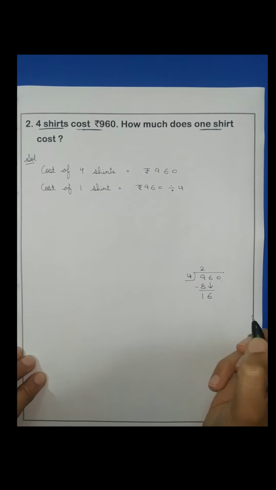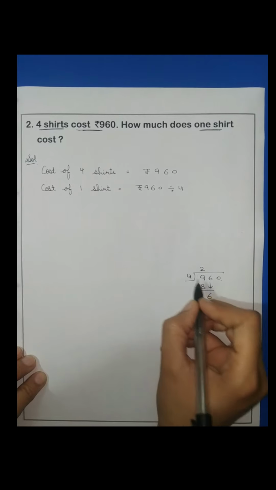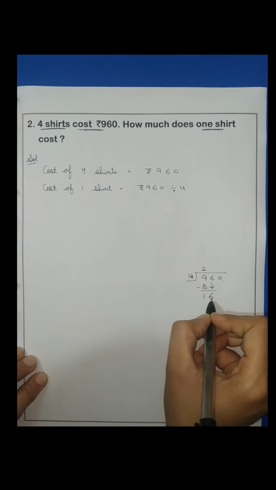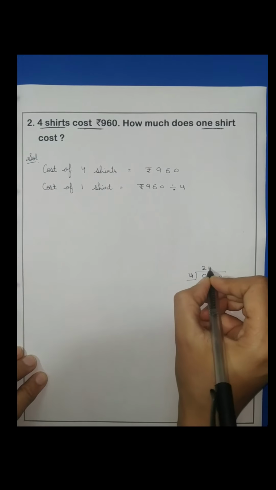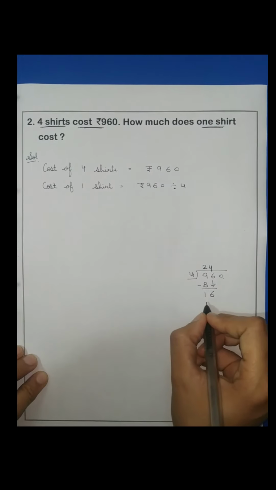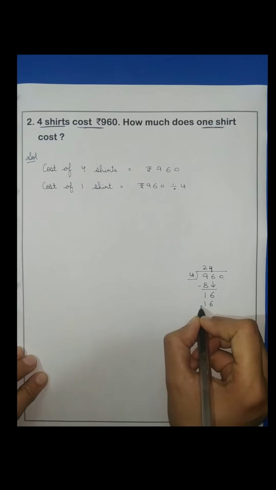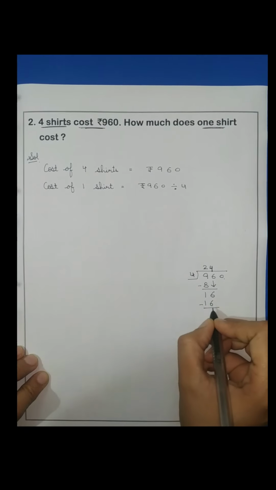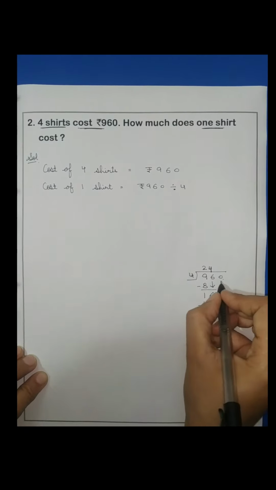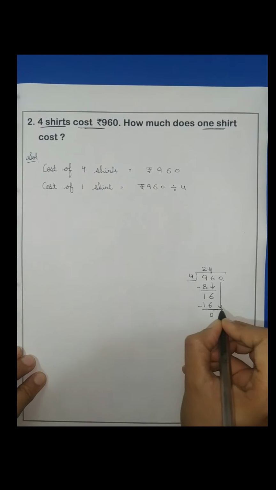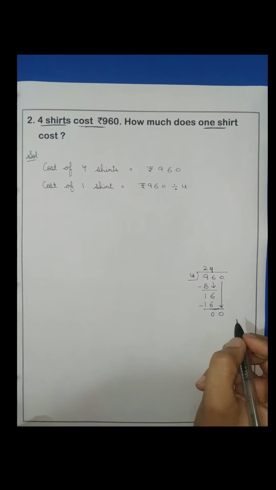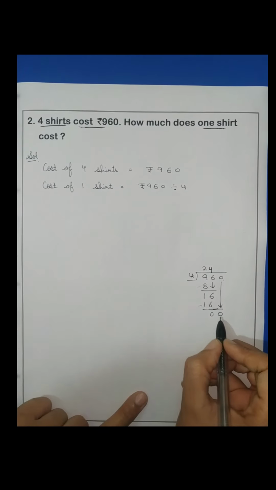Bring down 6 from tens place. Now 16 is the new dividend. In the table of 4, 16 will come. Yes, as you know that 4 4s are 16. So write down 4 as a quotient and 16 will come here. 16 minus 16, 0. Bring down the next digit, that is 0 from the ones place. 0 is the new dividend.